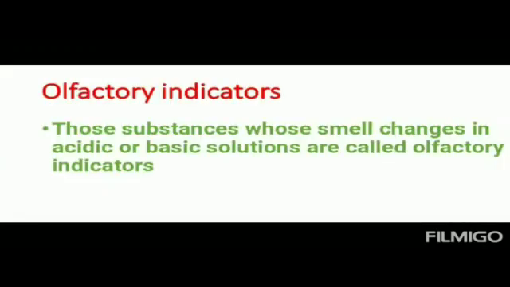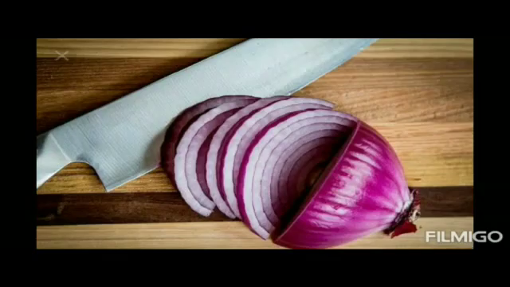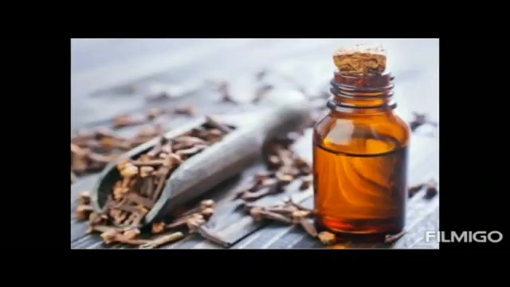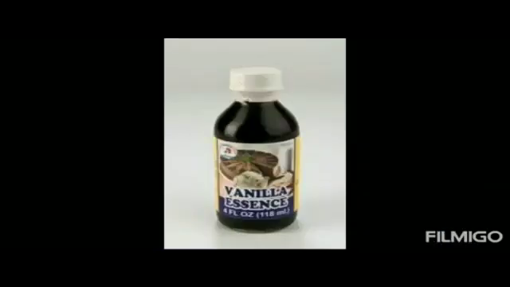Olfactory indicators. The substances that change their odor when they come in contact with acidic or basic substances are called olfactory indicators. Example, chopped onions, clove oil, vanilla essence, etc.